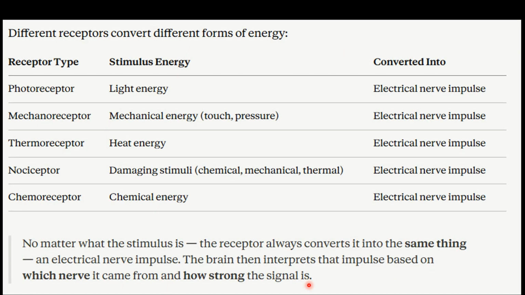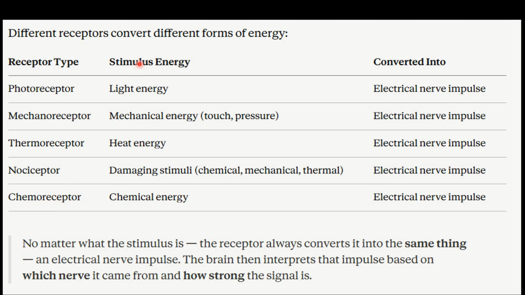Now we will talk a bit about the different types of receptors that convert different types of energy. As I mentioned, every receptor has its own role. Majorly, receptors are divided into these categories: photoreceptor, mechanoreceptor, thermoreceptor, nociceptor, and chemoreceptor.